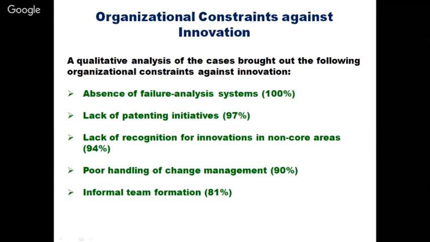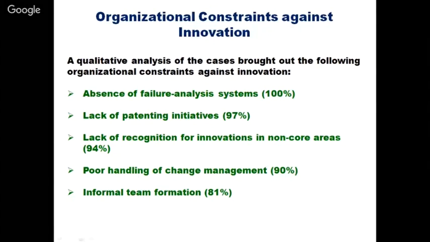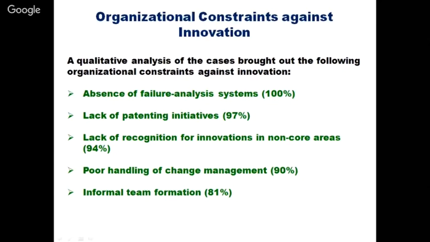Then what are the constraints? When we know these things, what are the constraints against innovation? Innovation हम क्यों नहीं कर पा रहे हैं अभी? First, absence of a failure analysis system. If we fail in our innovation, we are not sharing our failure. अरे फेल हो गया, बताना नहीं है फेल हो गया.